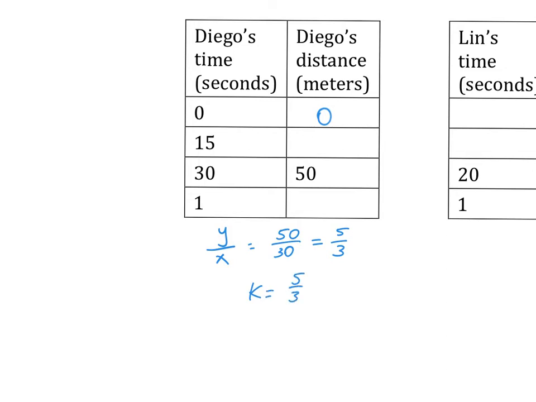So to figure out how far Diego went in 15 seconds, I'm going to take 15 and multiply by 5 over 3. And when I do that, I get 25. So in 15 seconds, he went 25 meters. Notice the last entry is a 1. Now, in the last lesson, we talked about how the 1 in a table is connected to the constant of proportionality. So I know without doing any kind of math that this is going to be 5/3. So he went 5/3 of a meter. Let's look at Lynn.